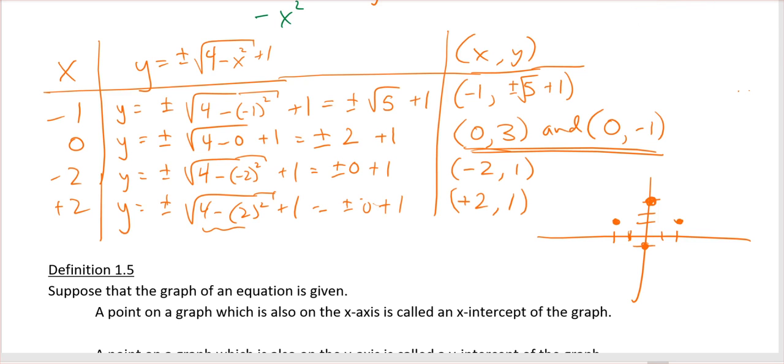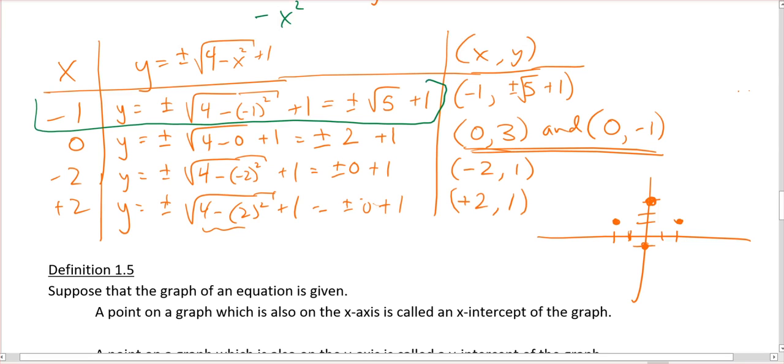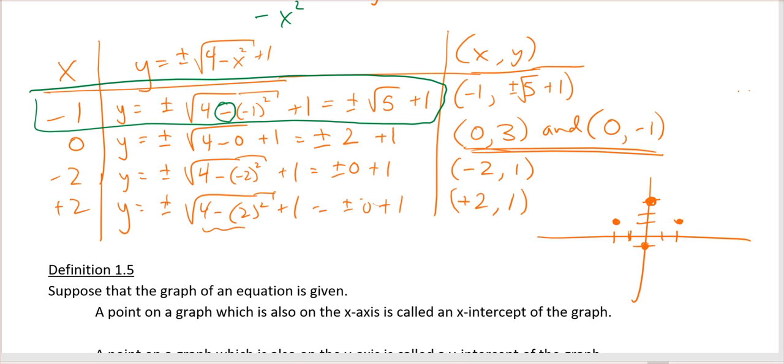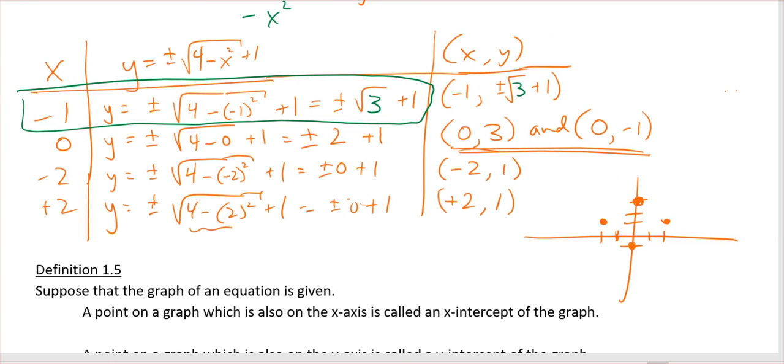Okay, so the error was in that first step, and it was right here, right? Because 4 minus negative 1 squared, that's 4 minus 1. So we need a 3 here, not a 5. So oops. But relatively minor error. And we would have seen, if we would have plugged in some more points, we would have seen our error because those ones with the square root of 5 would not have fit the pattern.